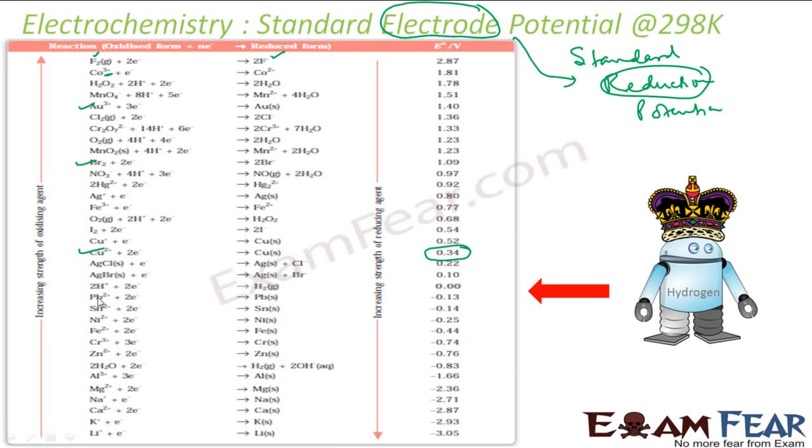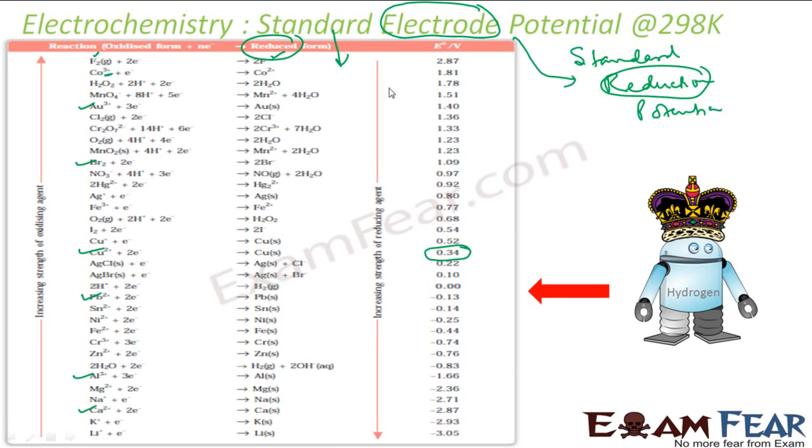You will see lead, Pb2+ to 0, reduction happening. Now in all these reactions you will see reduction happening. All this is reduction, this is the reduced form, right? Al3+ to Al, reduction happening. Ca2+ to calcium, reduction happening. All places you will see reduction happening, right?